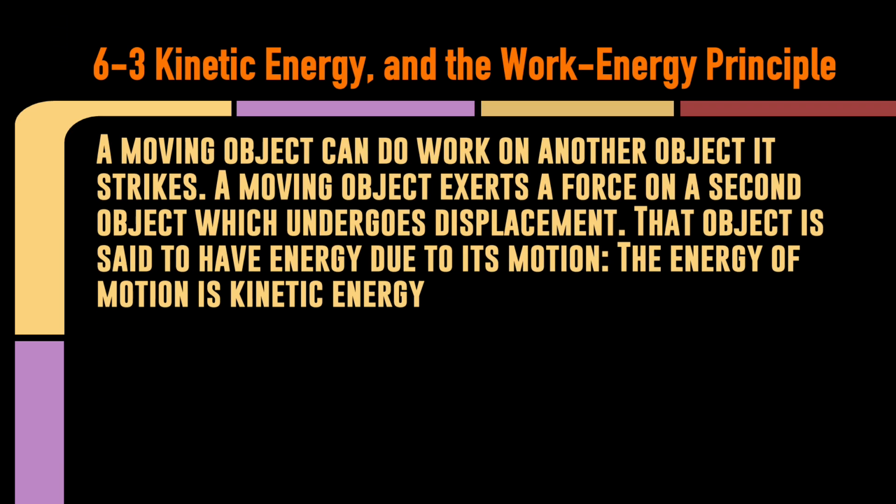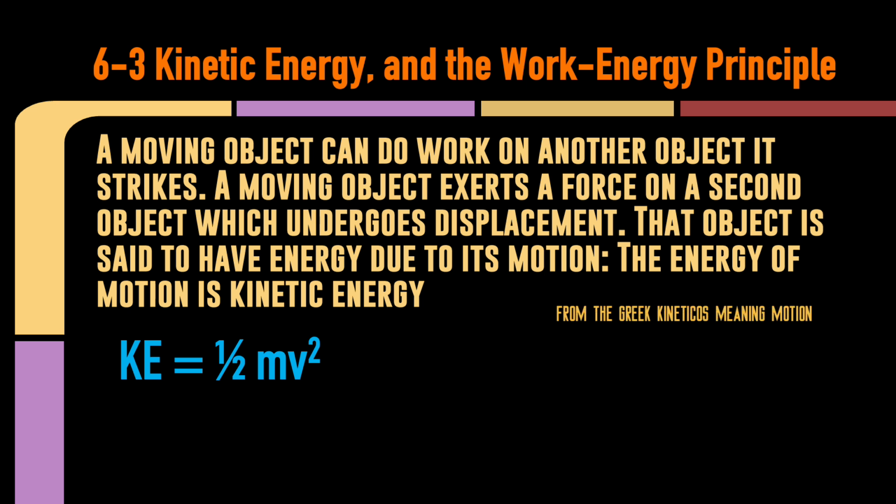But what we're looking at is an object moving. Basically, if an object is moving, it hits something else. If it moves something else, it is doing work. So it has energy due to its motion. That is kinetic energy. It's defined as 1/2 mv squared. We get that word from kinetikos, meaning motion. And here m is the mass in kilograms, and v is the velocity in meters per second. And so when we crunch those numbers or look at the units, we still get joules, a Newton meter.